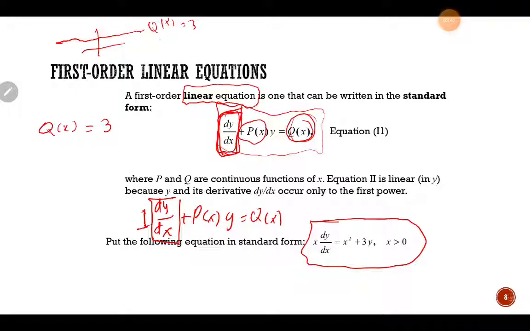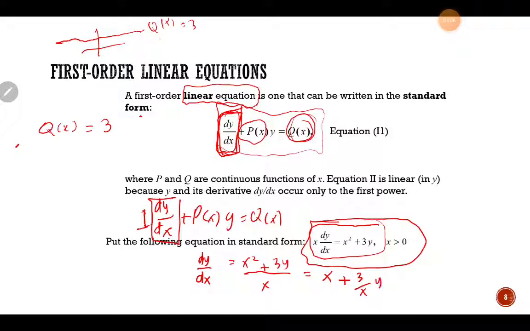So all you have to do is divide everything in the equation by x. We divide everything by x. So we have dy over dx, with nothing in front since we divided by x, and then equals x squared plus 3y, over x. So what you will have is equals x plus 3 over x times y. Okay, so we are almost there. We see we have dy dx plus p(x)y equals q(x), except now it is not yet properly in this form.